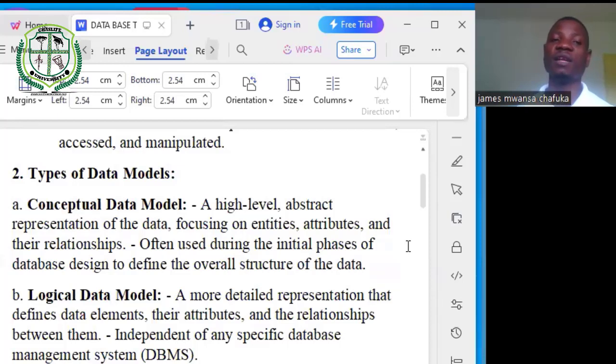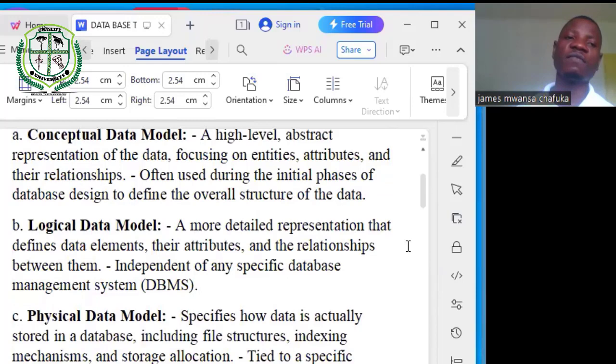And then apart from that, we have the logical data model, a more detailed representation that defines data elements. It defines the elements that are used in the database, their attributes and the relationships between them, independent of any specific database management system, which is the DBMS.